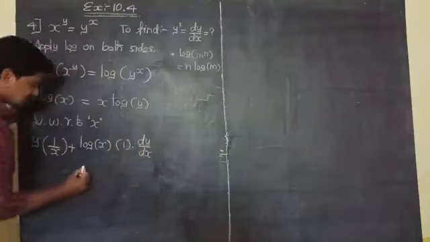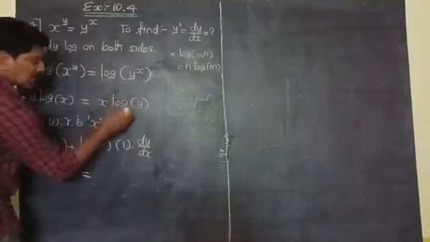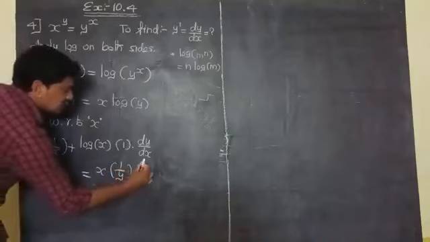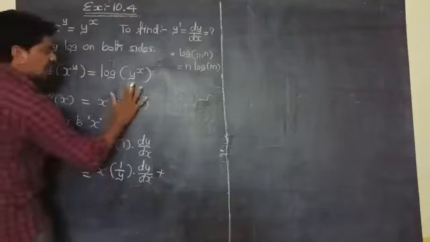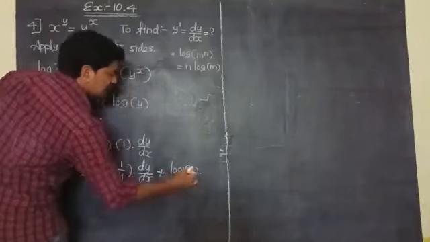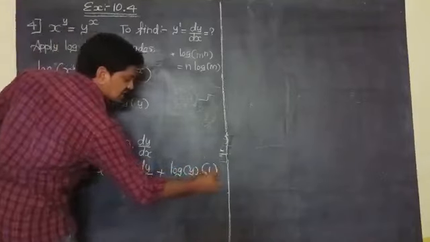Which is equal to, in the right hand side, the function x, derivative of log y is 1 divided by y into dy divided by dx, plus now the function log of y into the derivative of x, that is differentiation with respect to x is 1.